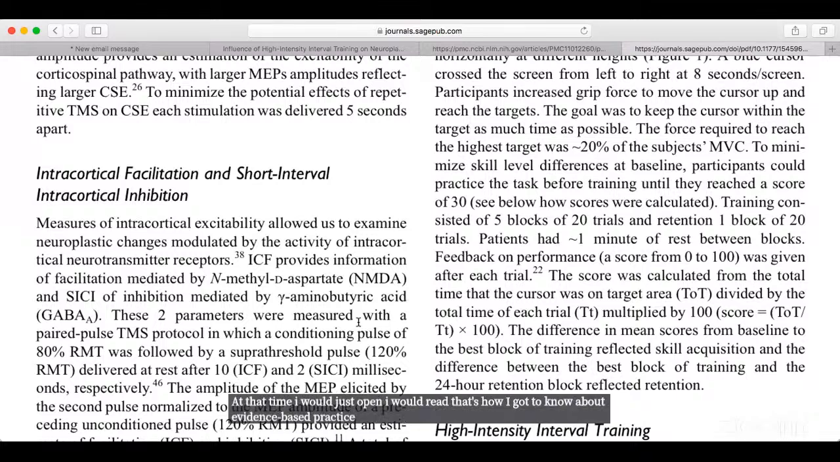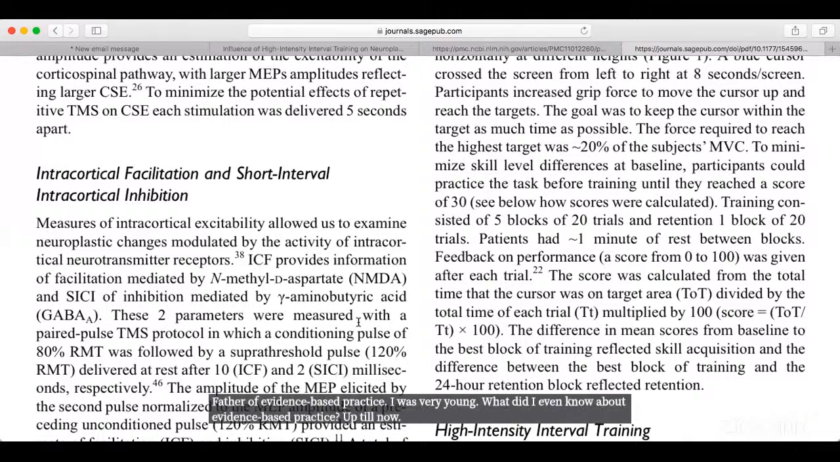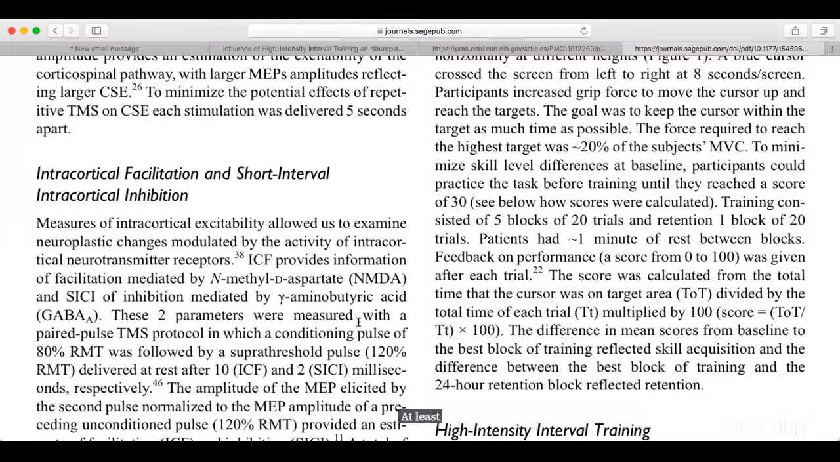That's how I got to know about evidence-based practice. When I returned home, I was asked to teach. I brought the concept. I remember some of my students used to call me father of evidence-based practice. I was very young. What did I even know about evidence-based practice? Up till now, what do I know?